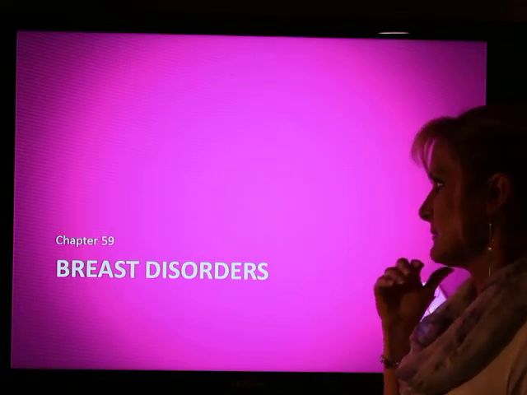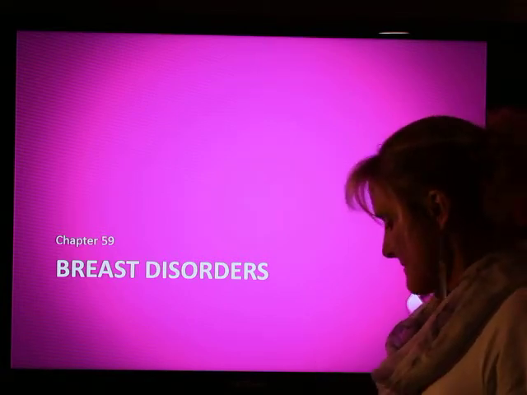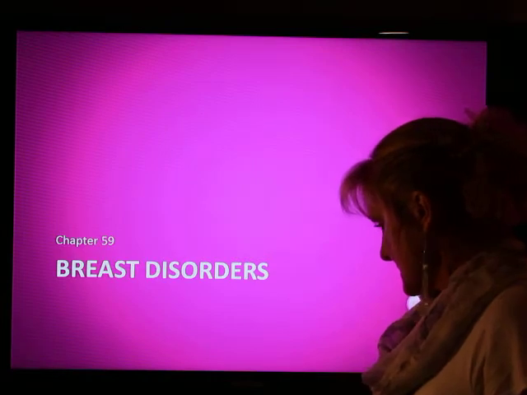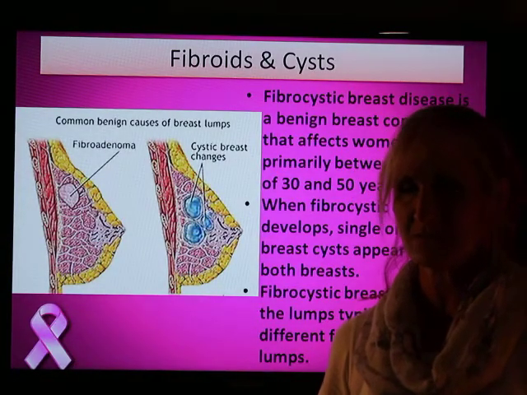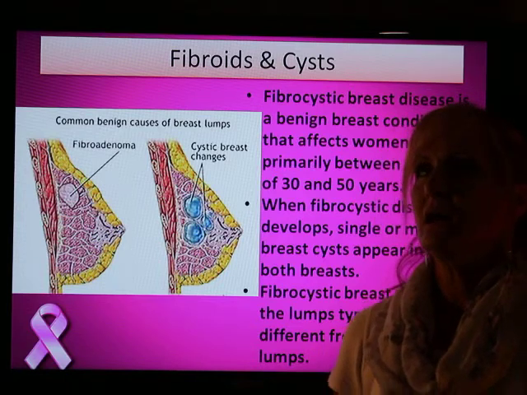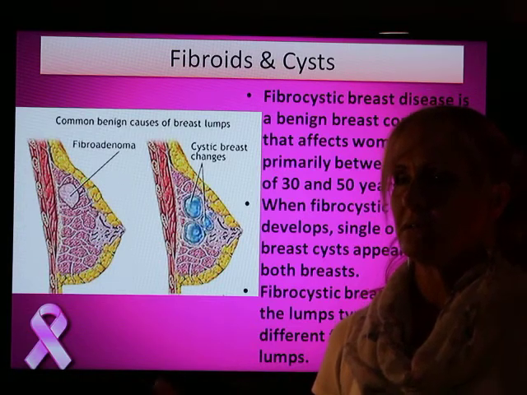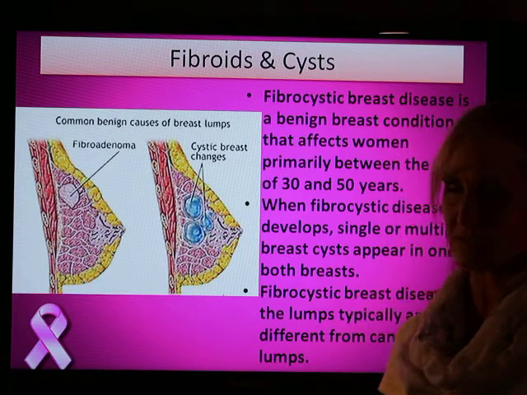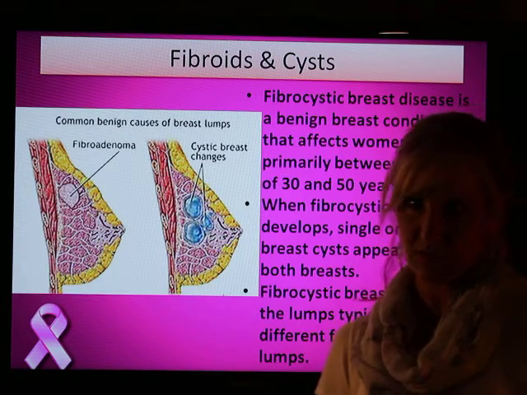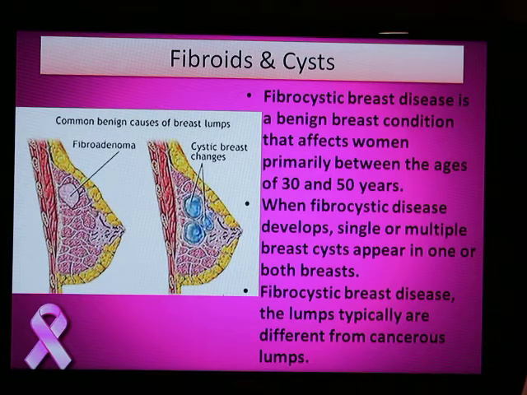Okay, so the next thing that we're going to talk about in this series is chapter 59, the breast disorders. The biggest thing that we're going to talk about here is obviously breast cancer. There's a couple of other things that can go wrong with the female breast, but mostly what we are going to focus on is malignancies, because there's such a big healthcare concern.